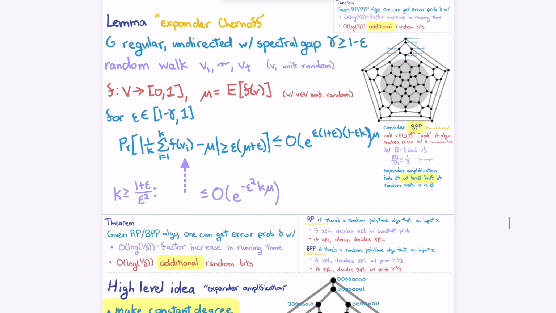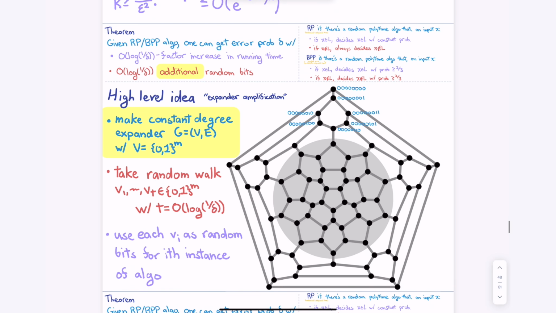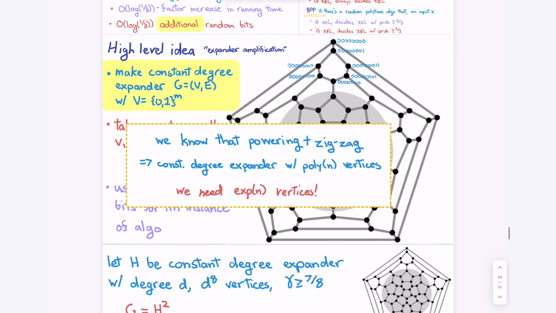Oh, we're out of time. Okay. Then let me quickly sketch what we're going to do, which is the high expander. In fact, it's not very hard at all. Maybe I should give you a chance to guess though.